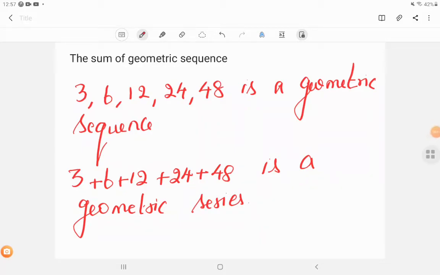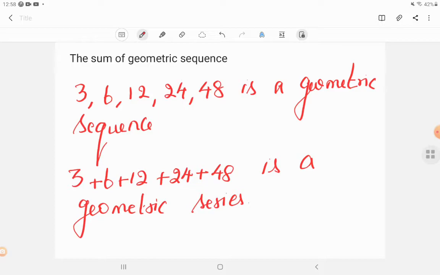Hi everyone. In this lesson we are going to find the sum of a geometric sequence. The first step involves finding the proof of the formula. The formula we use in order to find the sum of geometric sequences, Sn, is equal to a times 1 minus r to the power of n divided by 1 minus r.